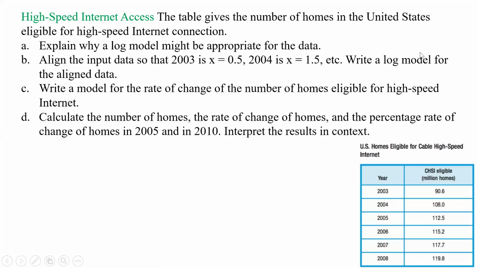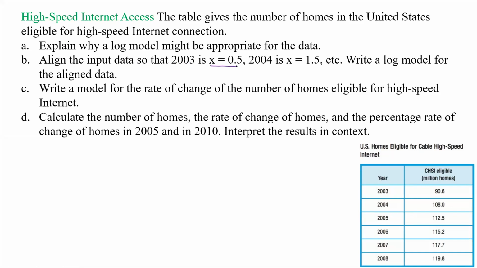All right, so this one we have high-speed internet. It says this table down here gives us a number of homes in the US eligible for high-speed internet connection. Explain why a log model might be appropriate for the data. To do that, we have to actually plot the data. I'm going to look at part B so I don't have to plot the data twice.